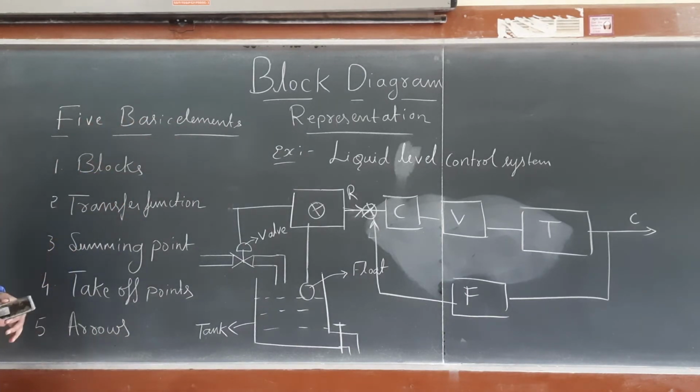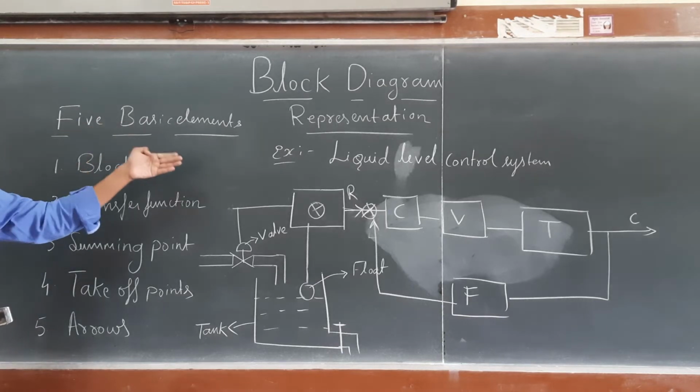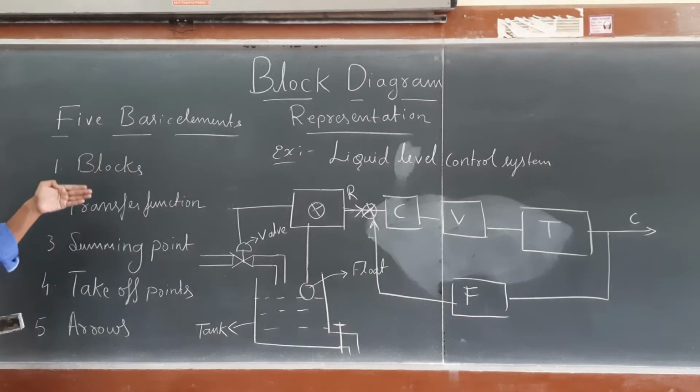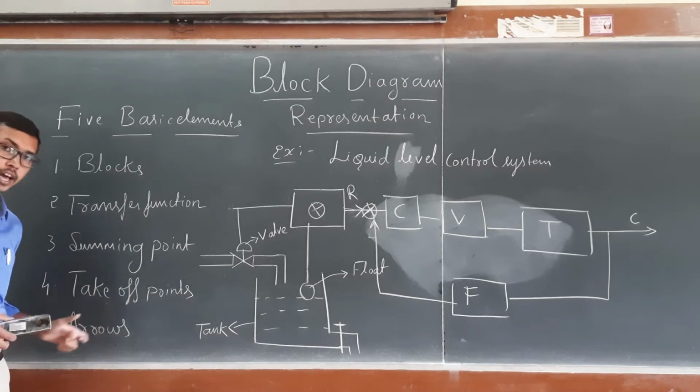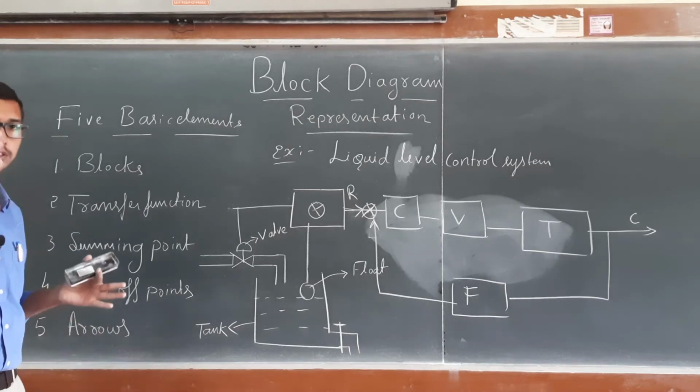Which are the main 5 basic elements? That is a block, transfer function, summing point, takeoff point, and arrows. So these are the main elements in the block diagram reduction technique. I repeat: blocks, transfer function, summing point, takeoff points, and arrows. Let me take one by one and explain to you.